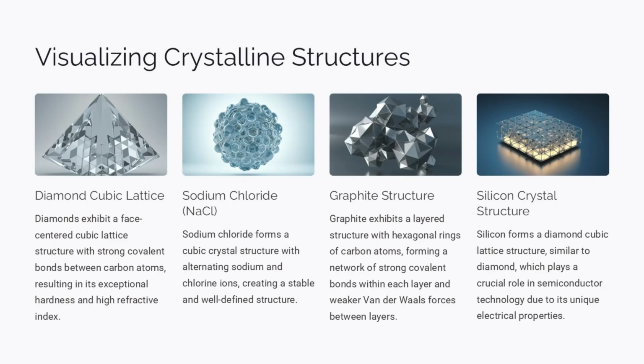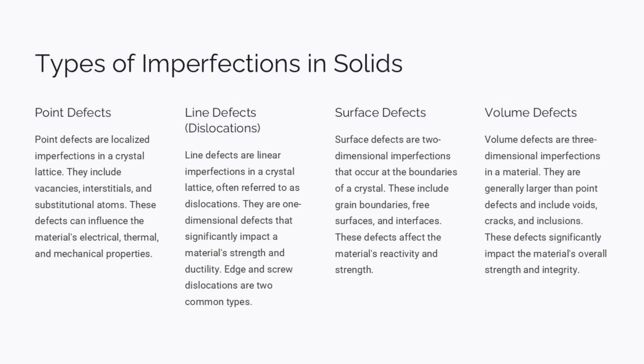Silicon also forms a diamond cubic lattice structure, similar to diamond, which is crucial for semiconductor technology due to its unique electrical properties. Solids can have various types of imperfections or defects in their crystal structure. Point defects are localized issues like vacancies, interstitials, and substitutional atoms. These point defects can influence the material's electrical, thermal, and mechanical properties.